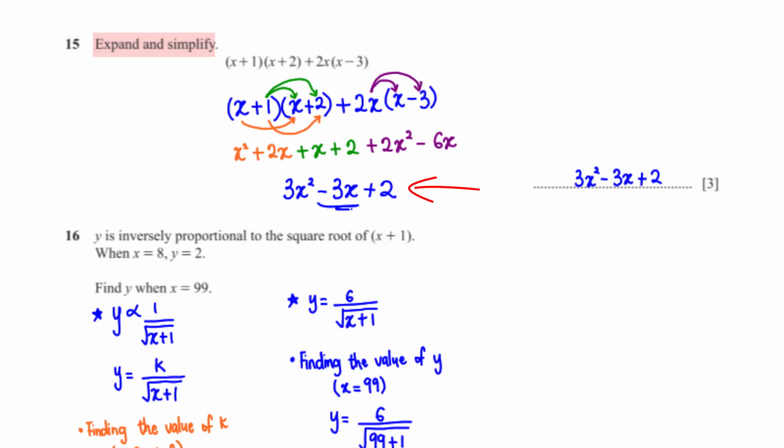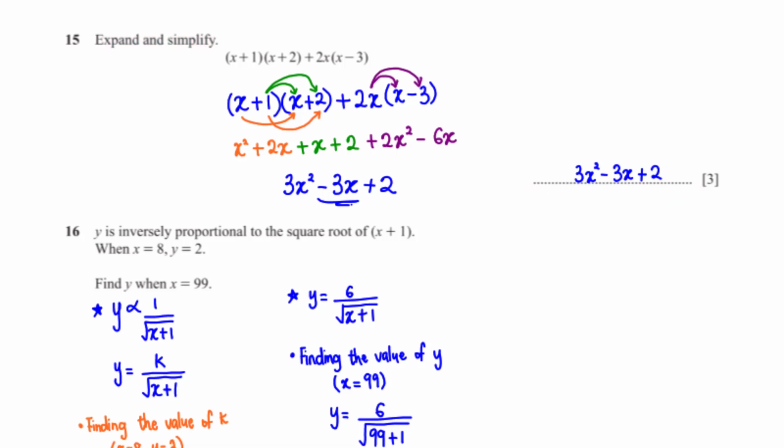2x plus x minus 6x gives us minus 3x, and we have plus 2. So our final answer is 3x squared minus 3x plus 2.